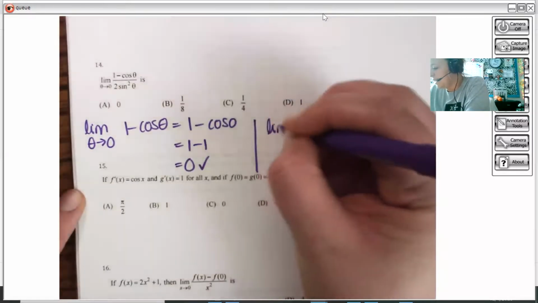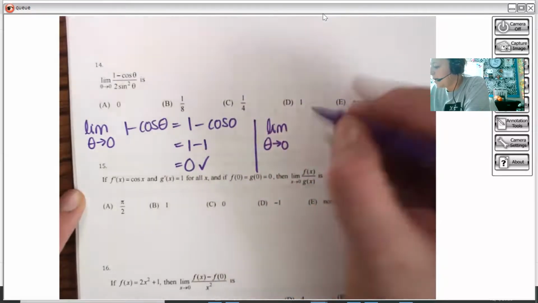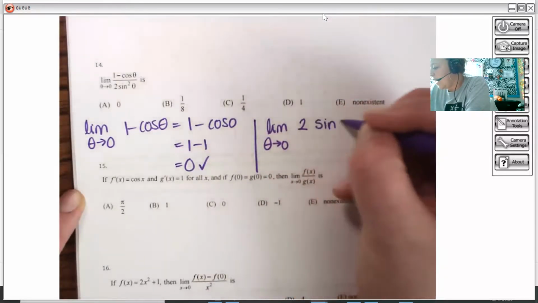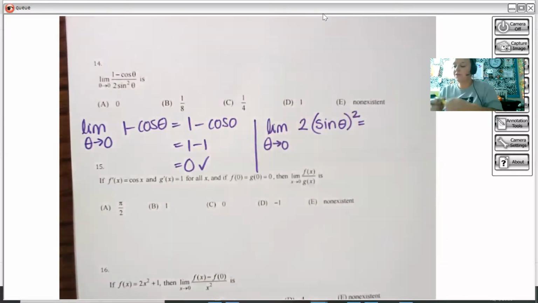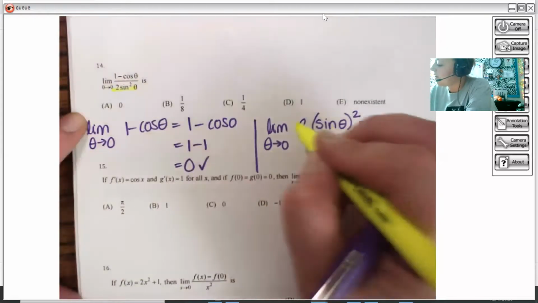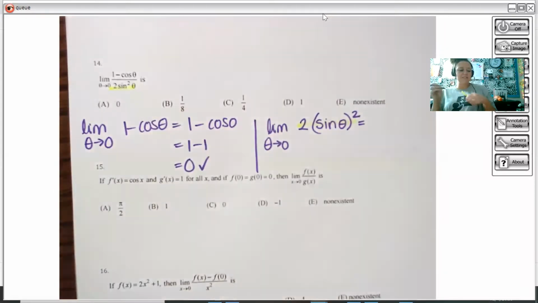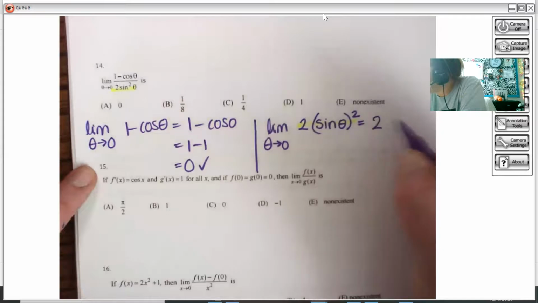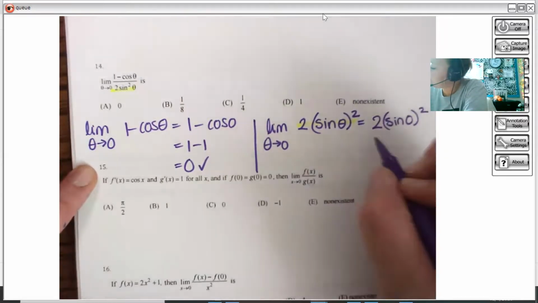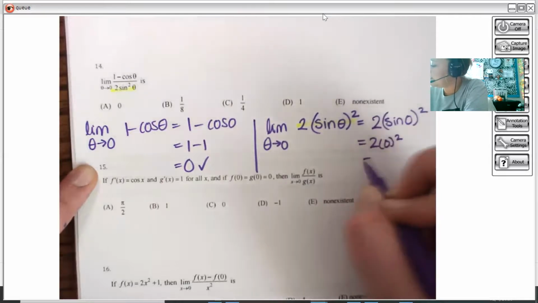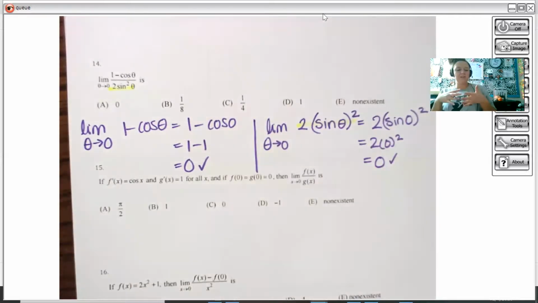So I have the limit as theta approaches 0 of the bottom, which is 2 sine of theta squared. Okay, now remember, those are the same. They're written differently, but this and this are the exact same thing. One of them has the squared tucked in, the other one has it out at the back, but either way, it's the same. So I'm plugging in 2 times the sine of 0 squared. Well, the sine of 0 is 0. 2 times 0 squared is going to be 0. That means that I can use L'Hopital's rule here. So let's do it.